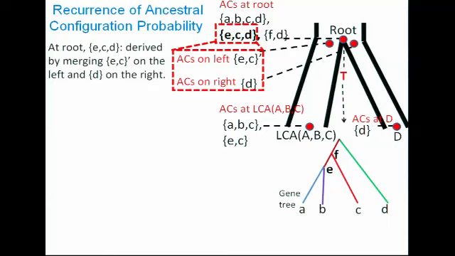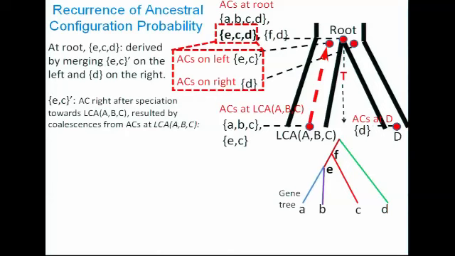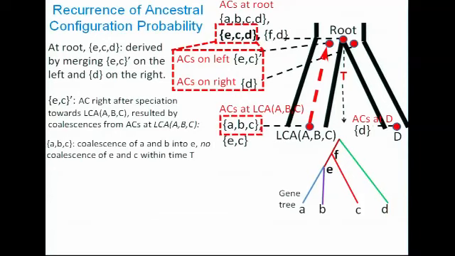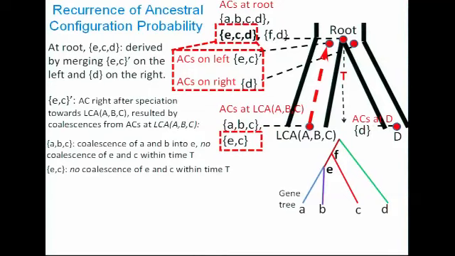So these two meet and merge to become the ancestral configuration ECD, and then we need to know in which scenario we're going to observe EC right below this speciation event of the root. And there are actually two choices. One is that A, B, C will coalesce into lineage EC, all right? So in other words, A and B will coalesce into E. And we have another choice, which is that EC will remain EC, uncoalesced along this time T2.